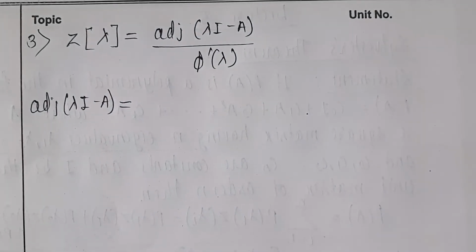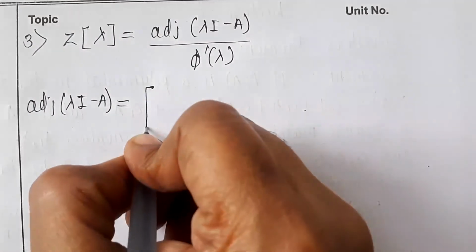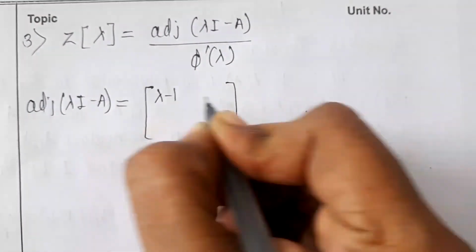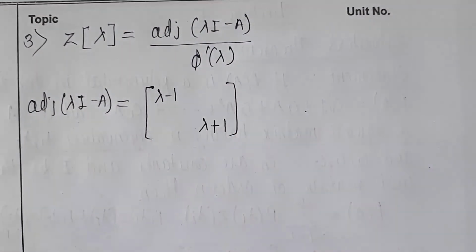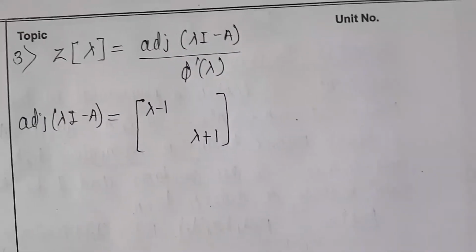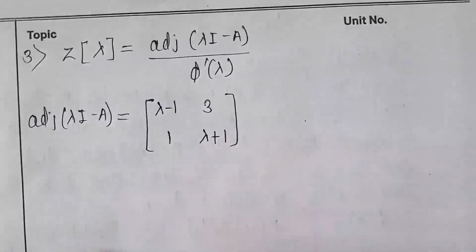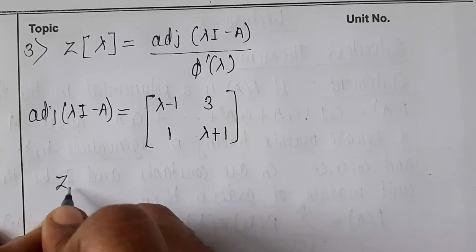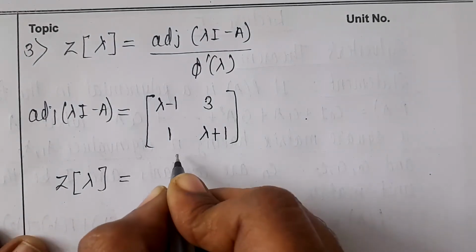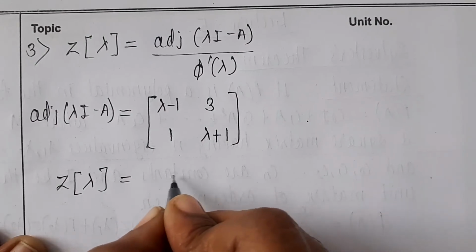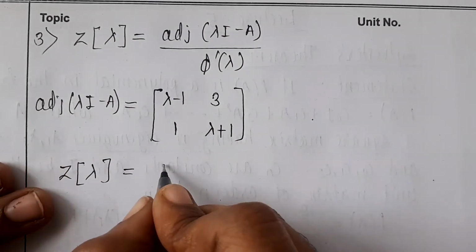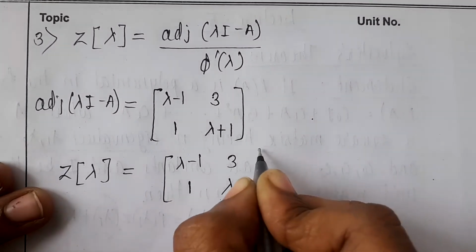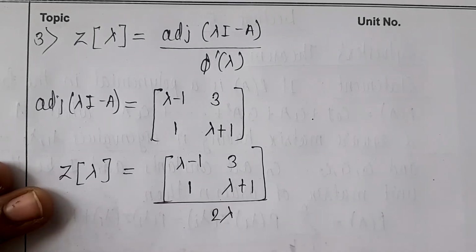See how to find the adjoint for a 2 cross 2 matrix: interchange the diagonal elements and change the sign of the non-diagonal elements. If we interchange the diagonal elements, this becomes lambda minus 1 and this becomes lambda plus 1. Next, changing the sign of the non-diagonal elements, it is 3 and 1. Don't change the position, only change the sign. So we obtained Z of lambda, and phi dash of lambda is 2 lambda. So 1 upon 2 lambda times the matrix lambda minus 1, 3, 1, lambda plus 1. This is our Z of lambda.